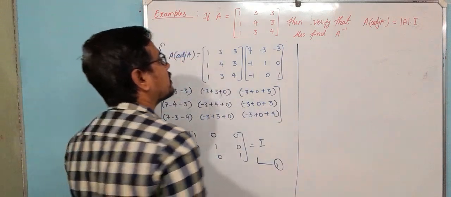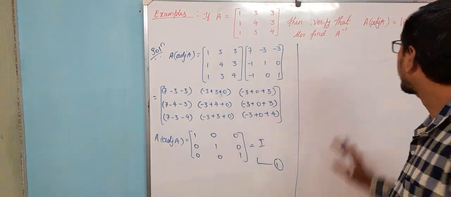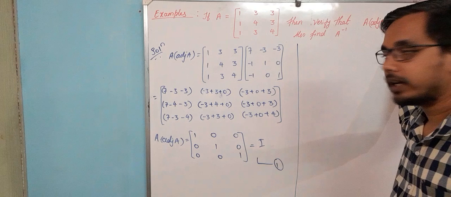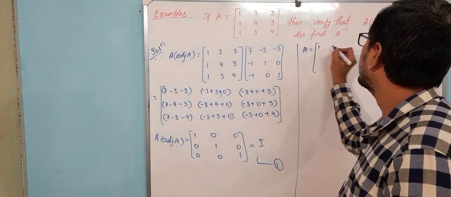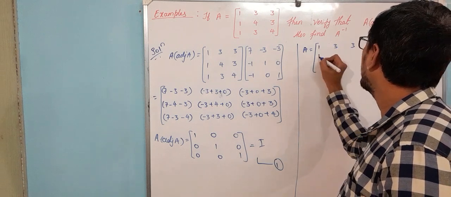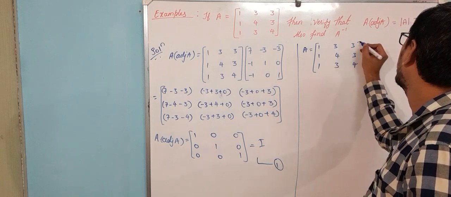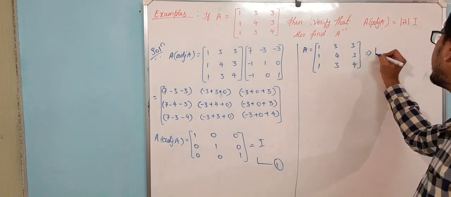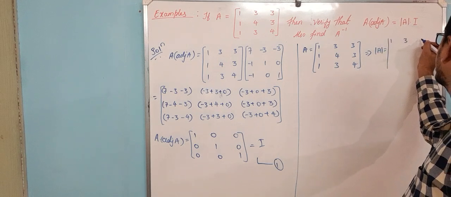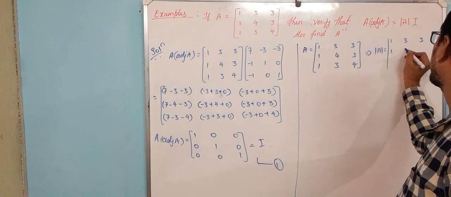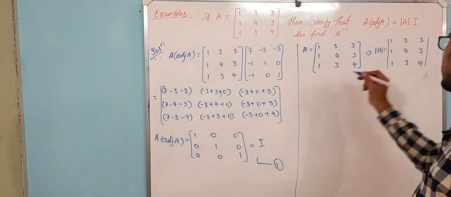Now this part is over. Now what we need? A into adjoint A we have calculated. We need to calculate determinant A into I. So A is given as 1 3 3, 1 4 3, 1 3 4. What will be determinant A? The determinant of this particular matrix.